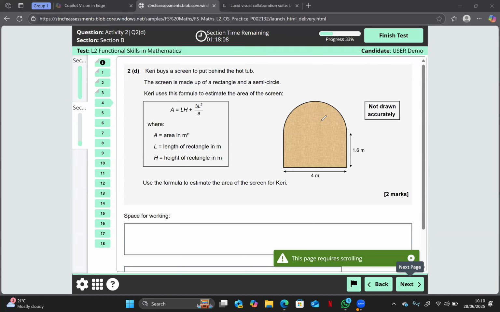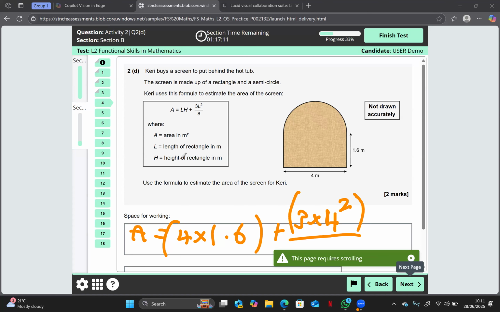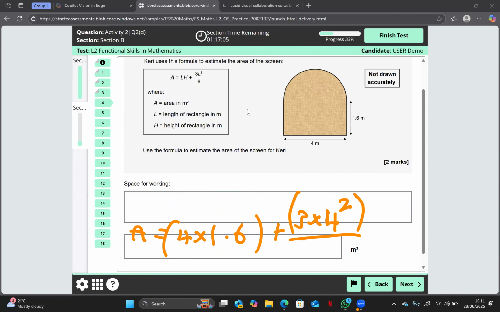So area equals length of the rectangle, which is 4, multiplied by the height, which is 1.6, add 3 times L, which is 4, actually, sorry, 4 squared, over 8.